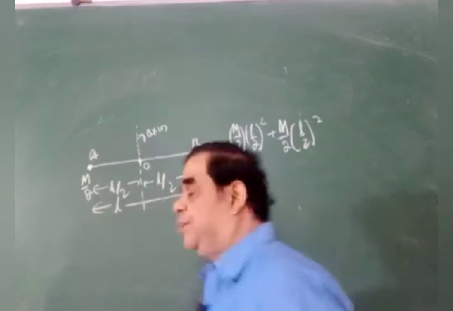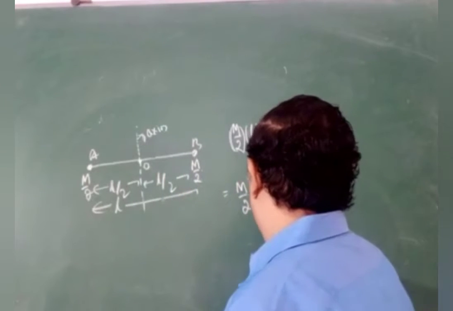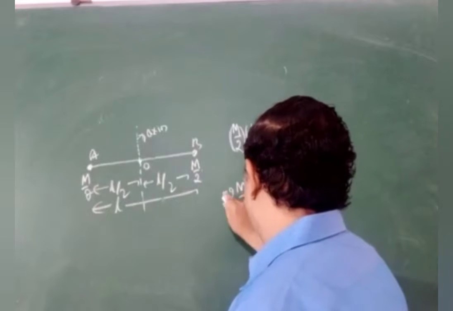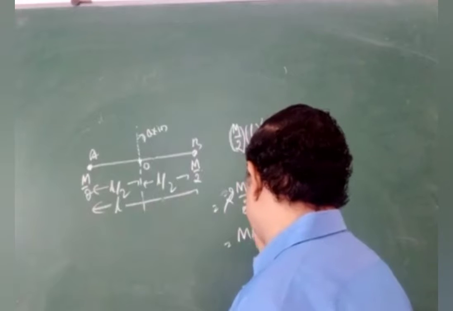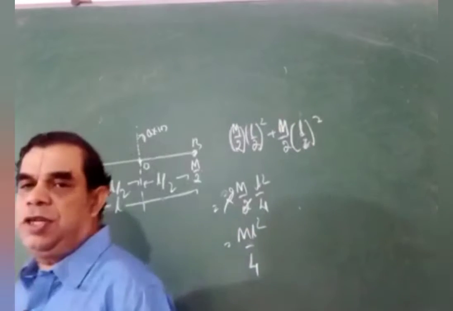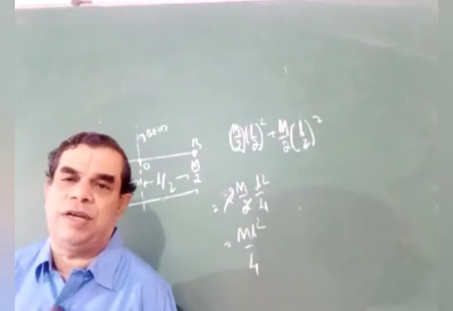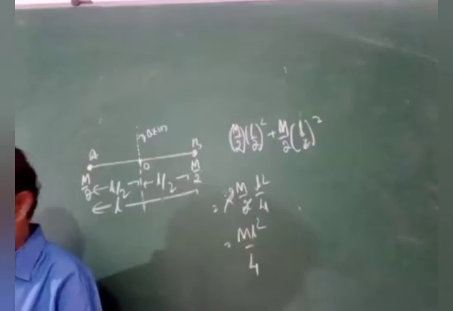You just check. m by 2, L square by 4 into 2, because double is there. So 2 cancels. m L square by 4. That's it. Very simple proof. You are supposed to think of this, my dear friend. The next challenge is up to you only to take up.